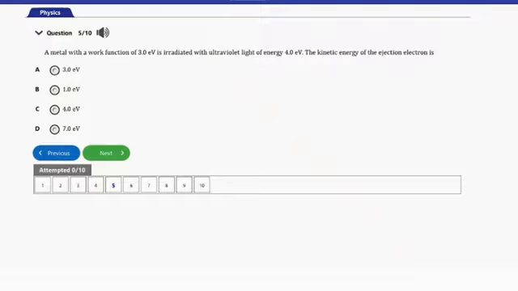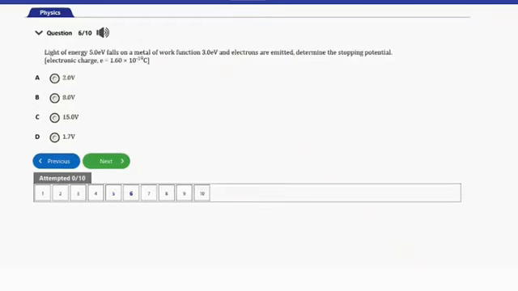So option B is the answer to this question. Let's go ahead and consider the next question, guys. And that's question number 6 here. It says, light of energy 5 electron volts falls on a metal of working function 3 electron volts and electrons are emitted. Determine the stopping potential.